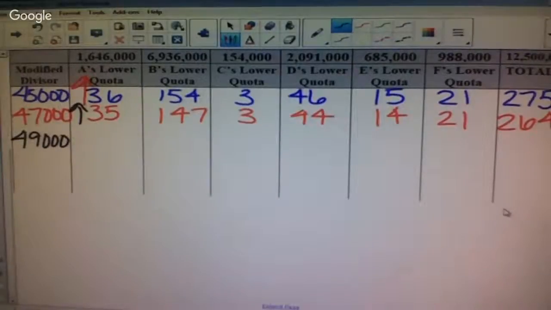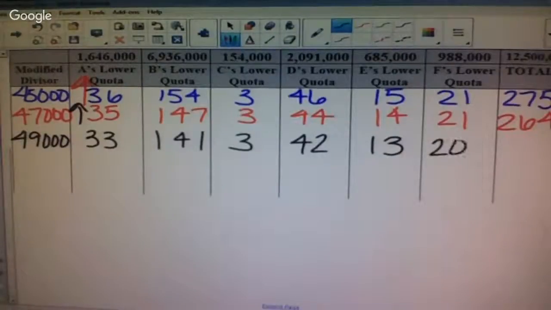49,000 gives me 33, 141, 3, 42, 13, and 20. It's 252. We're still too big. 49,500. I need to go lower than that, so I need to go higher than this. Well, don't forget, we can't go any higher than 50,000. We know 50,000 doesn't work. So you guys said 49,500.